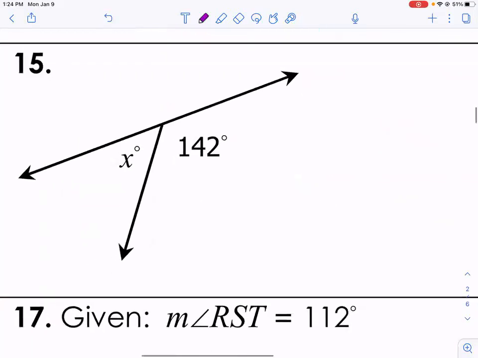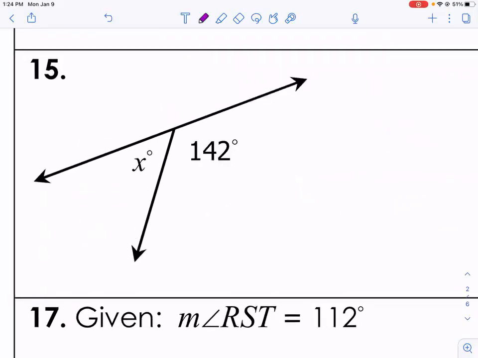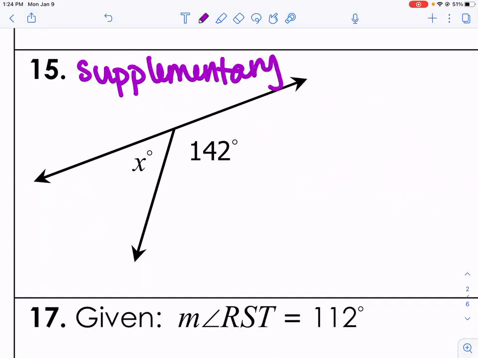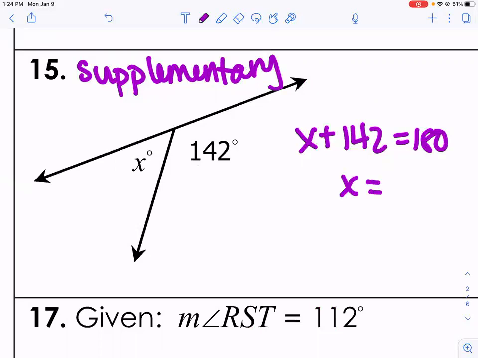Okay. Number 15. Abby, what's this relationship? What's true about the angle X and 142? They are supplementary. And Jaya, what does it mean to be supplementary? X plus 142 should be 180, which is how you got X to equal that. Okay.